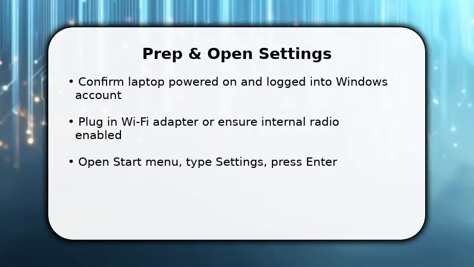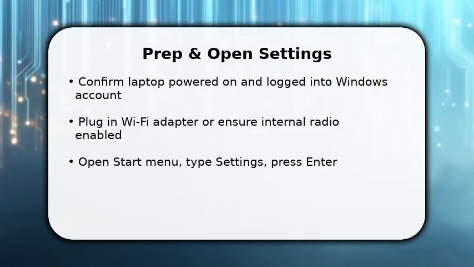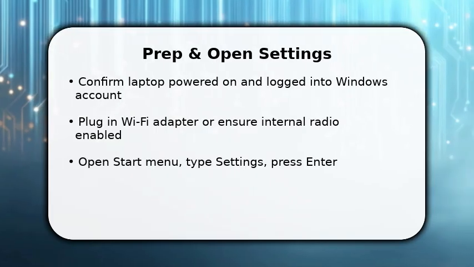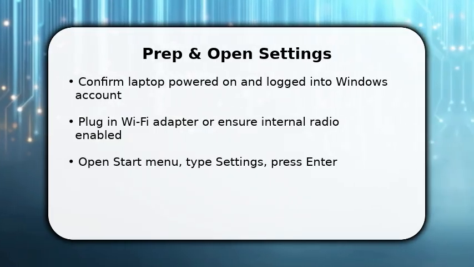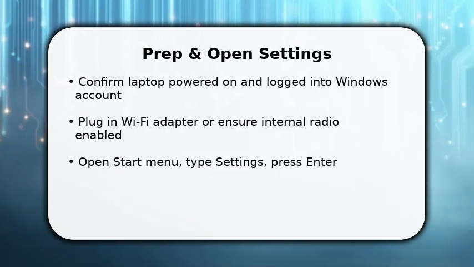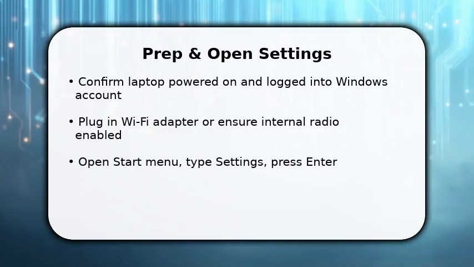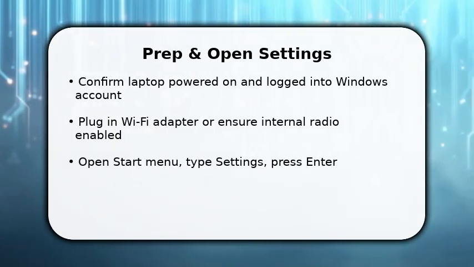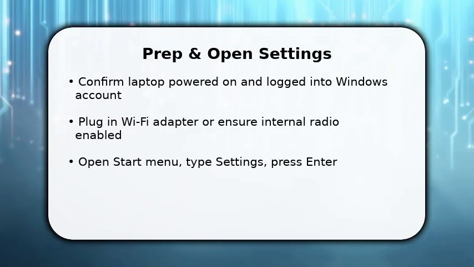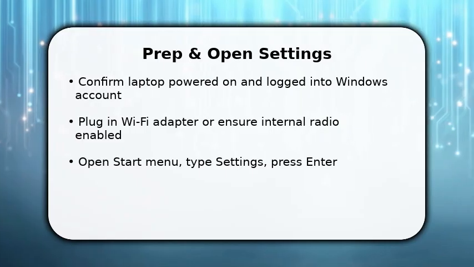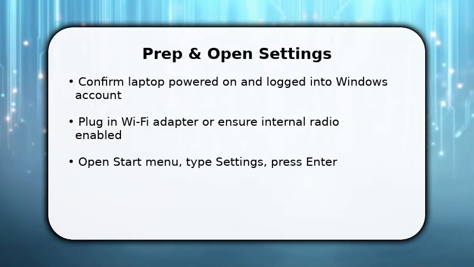You begin by making sure the Toshiba is on and you're signed in. If the wireless adapter is external, plug it in now. Once done, open the Start menu and type Settings to jump straight to System Controls. You do this because modern Windows controls airplane modes centrally. Accessing Settings puts both wireless and hardware options in one place. Make sure you have admin access or credentials available so any adapter changes can be applied without interruption.